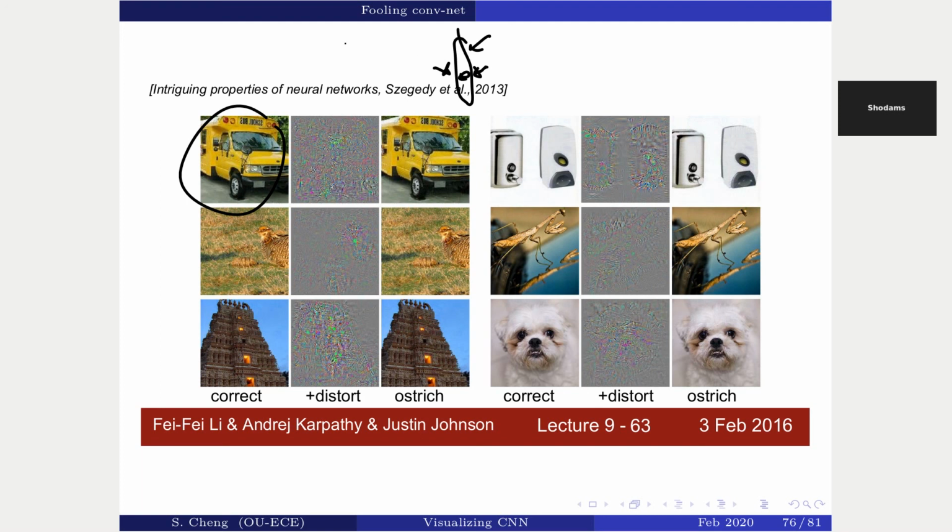I can do backprop again, but it's not training the network. Now I'm trying to modify the original image. So I do the backprop, but I make the update on the image, I mean steepest descent or steepest ascent, to maximize the score, and not update the parameters of the network.